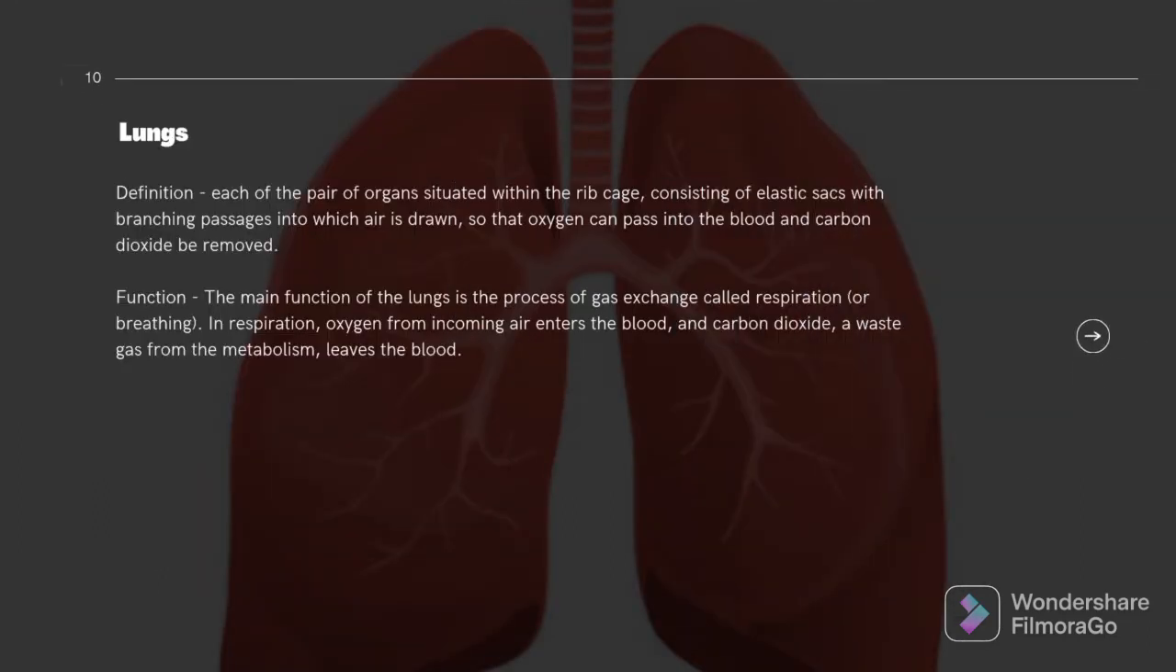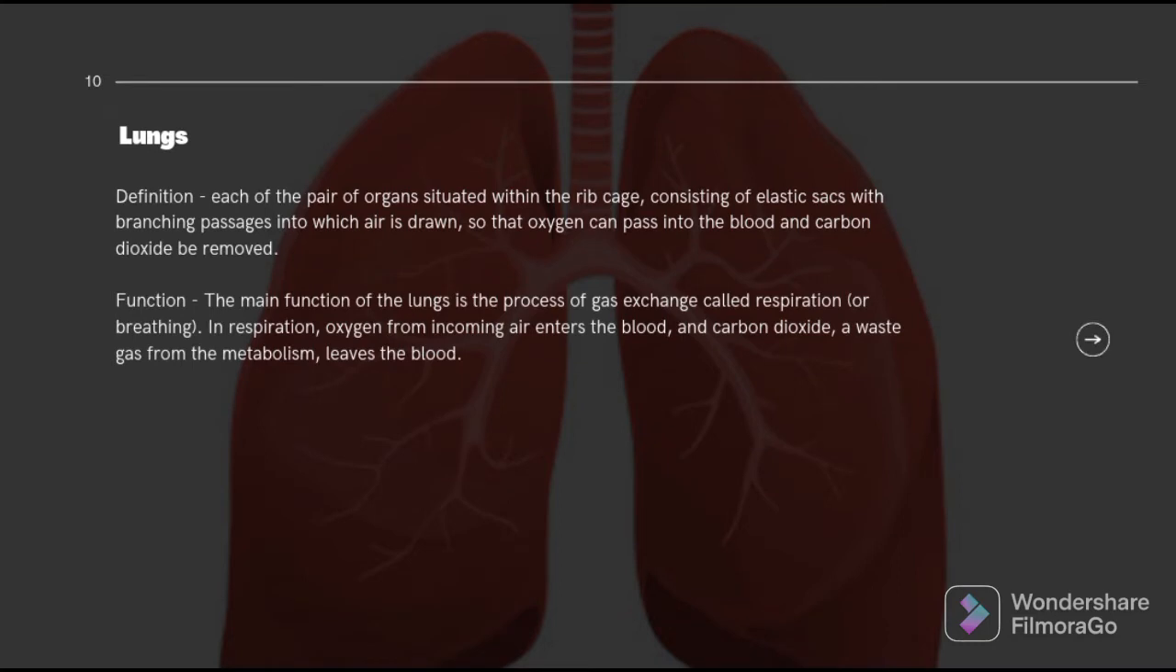Lungs. Each of the pair of organs situated within the ribcage, consisting of elastic sacs with branching passages into which air is drawn, so that oxygen can pass into the blood and carbon dioxide be removed. Lungs are characteristic of vertebrates other than fish, though similar structures are present in some other animal groups. In air-breathing vertebrates, either of the two large organs of respiration located in the chest cavity and responsible for adding oxygen and removing carbon dioxide from the blood.